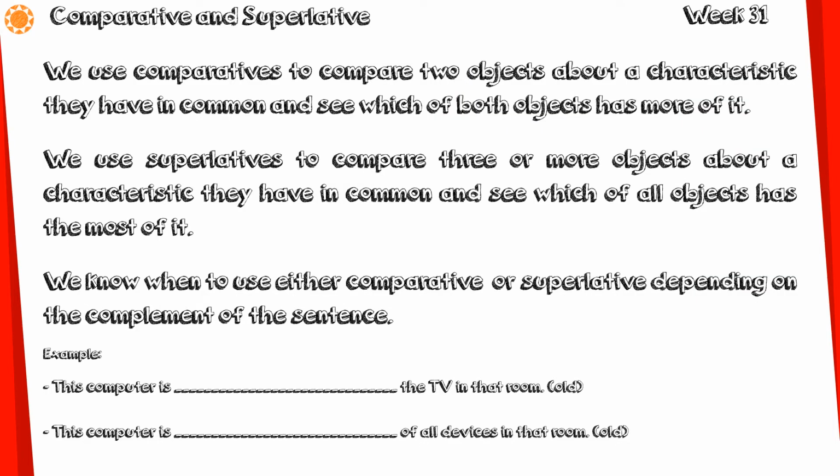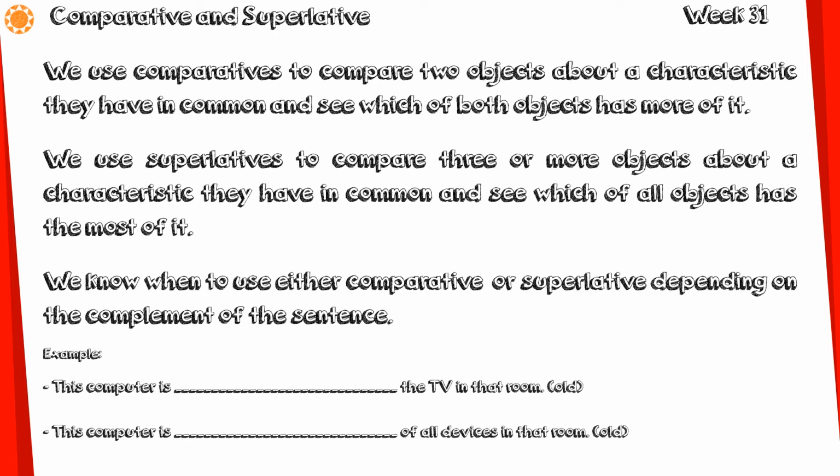We use comparatives to compare two objects about a characteristic they have in common and see which of both objects has more of it. We use superlative adjectives to compare three or more objects about a characteristic they have in common and see which of all objects has the most of it. We know when to use either comparative or superlative depending on the complement of the sentence.